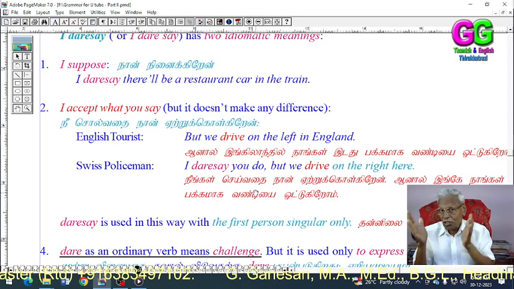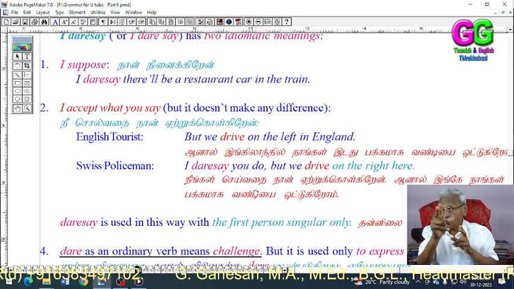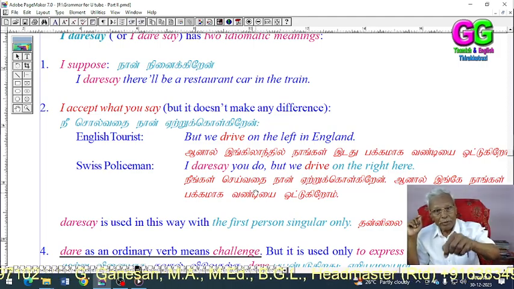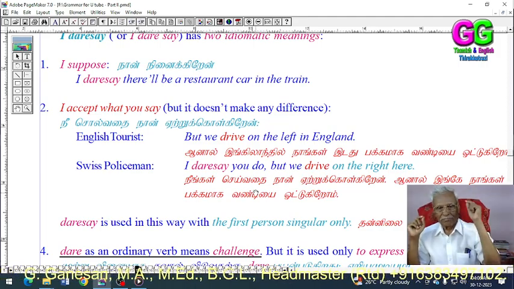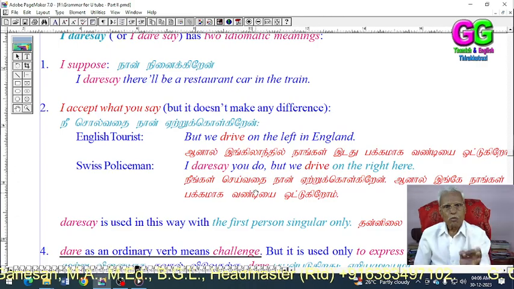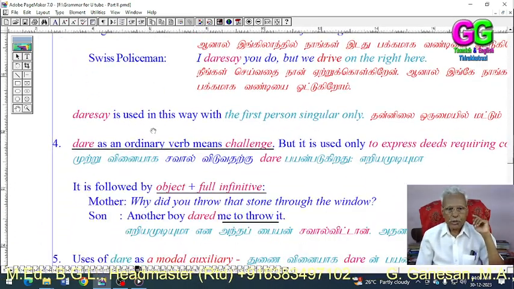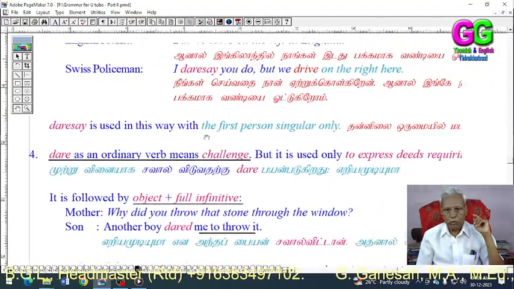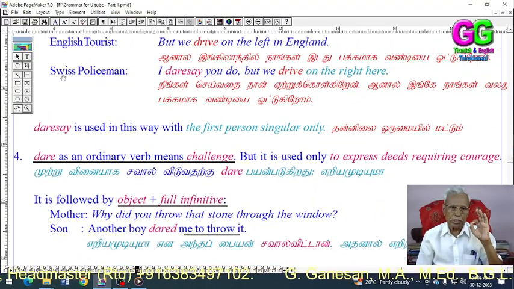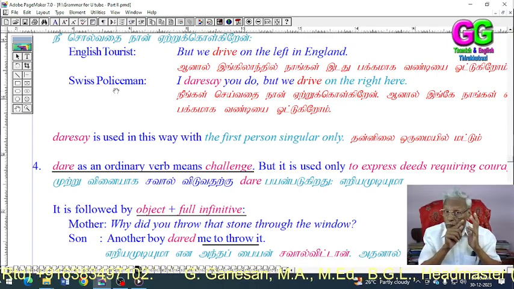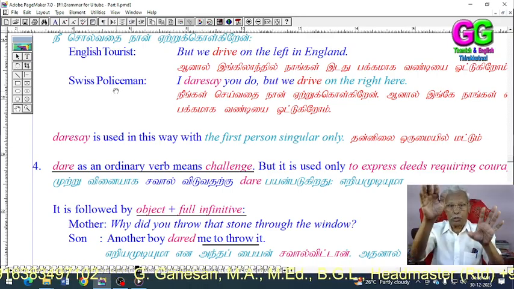So I dare say is used in two idiomatic meanings. One is I think, I suppose. Another meaning is I accept what somebody says. I dare say is used in this way with the first person singular only. That is, it is used only in the first person, and there too in the singular only.